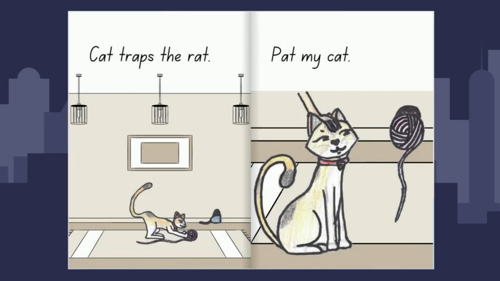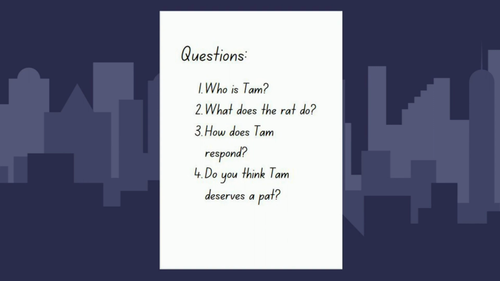And turning over, ready to read on the left page first. Traps. Now read it fluently. And on to the next page, and put that sentence together fluently. It says, cat traps the rat. Pat my cat.